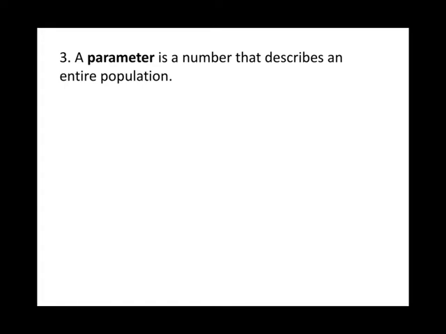A parameter. A parameter is a number that describes an entire population. So a parameter is a number. This number could be the mean, the mode, the median, standard deviation, proportion, or variance. And if this number describes the entire population, we call this the parameter.